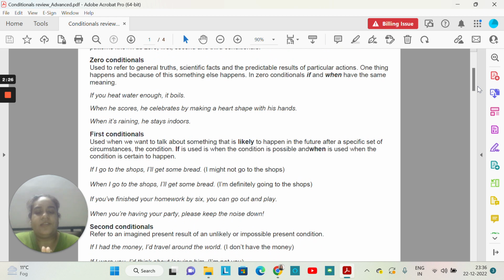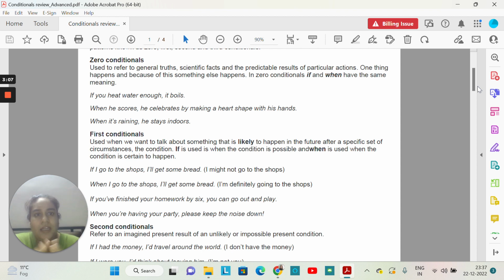Zero conditional sentences are framed when we want to talk about something related to scientific truths, scientific facts, or general truths, or even when you're talking about a predictable result of a particular action. Only then will you frame zero conditionals. In such situations, your sentence can start with if, and at times it can start with the word when. They both have the same meaning. The meaning will not change.